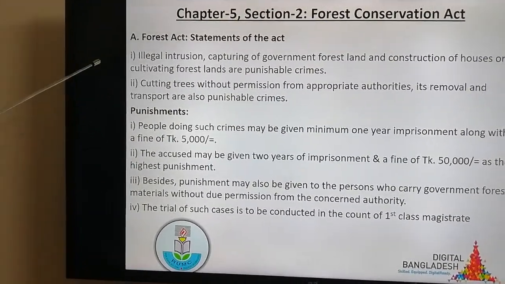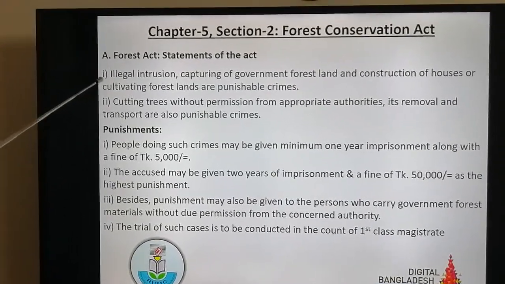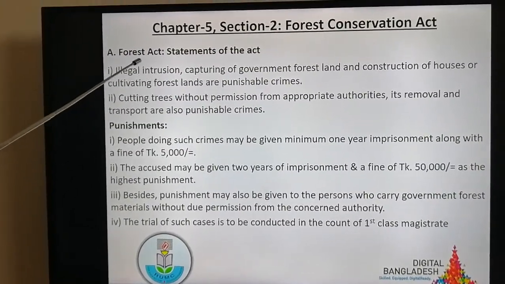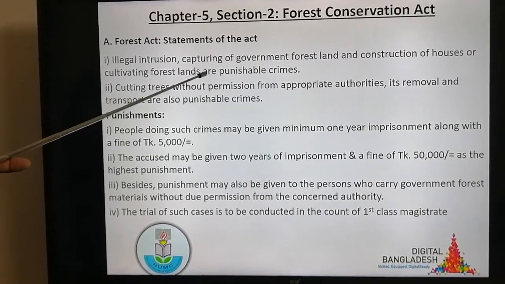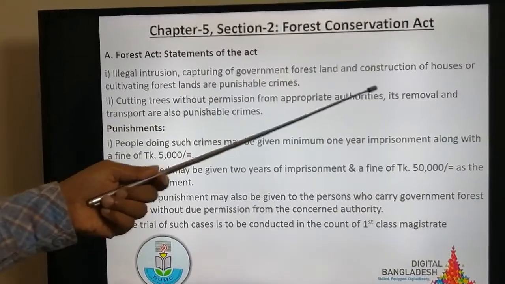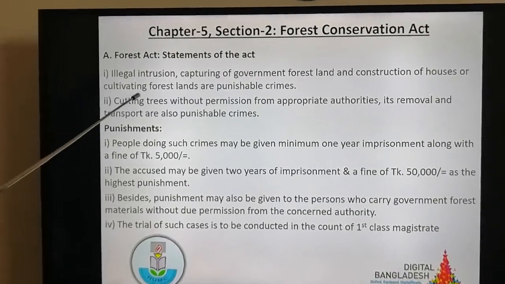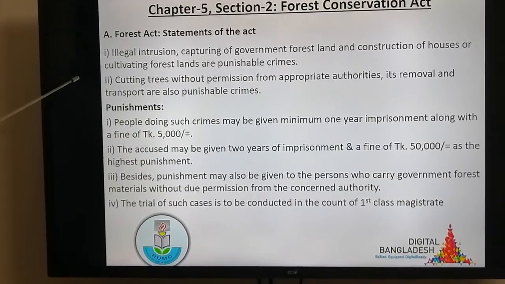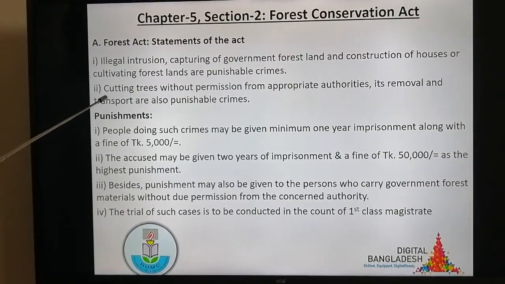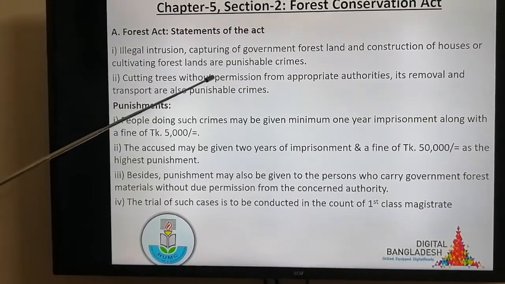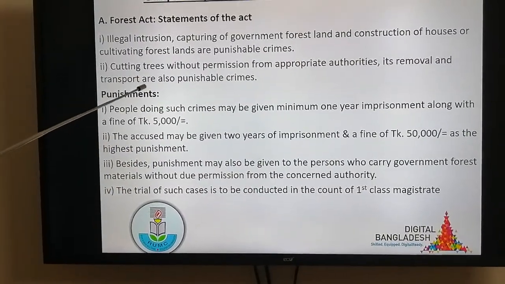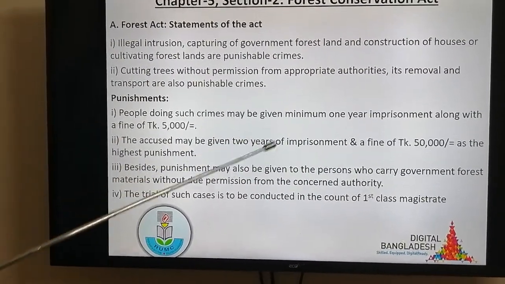Are you getting my point? Forest Act statement number 1: illegal intrusion, capturing of government forest land, and construction of houses and cultivating forest lands are punishable crimes. Statement number 2: cutting trees without permission from appropriate authorities, its removal and transport are also punishable crimes.